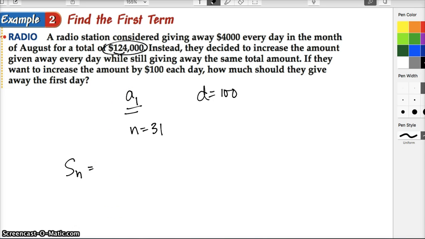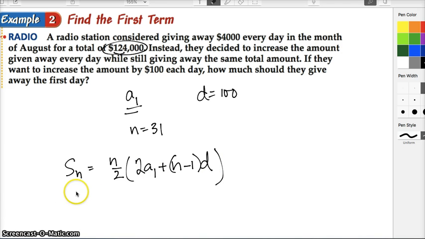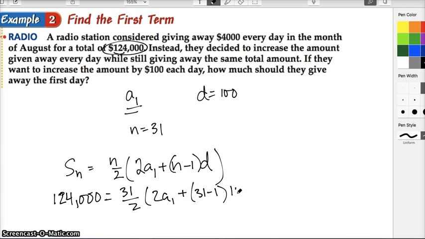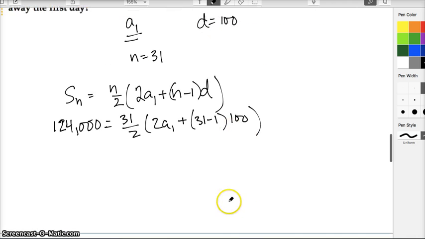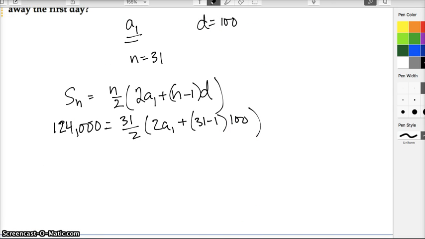So what I'm going to do is come back to the equation we had in the last problem, and we're going to use this equation to substitute in the values to see if we can solve for a sub 1. So $124,000 goes here, and in all the n values, we're going to put 31, and we don't know what a sub 1 is, so we'll leave that blank for now. We've got 31 minus 1 here, and 100 here. So with a little bit of algebraic manipulation, we can definitely solve this.